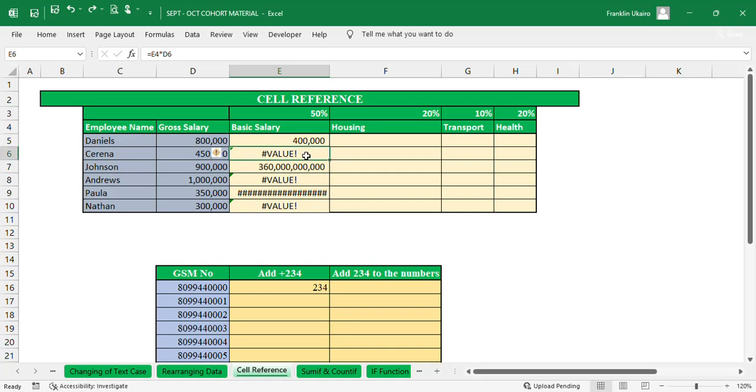you notice that it picked wrongly. It picked cell E4 multiplied by cell D6. Now, where is E4? E4 is the one that has basic salary, where my cursor is at the moment. So you want to multiply E4 by D6, which is wrong. That is why it's giving us a wrong or an error response. Likewise, the other ones we have down here.